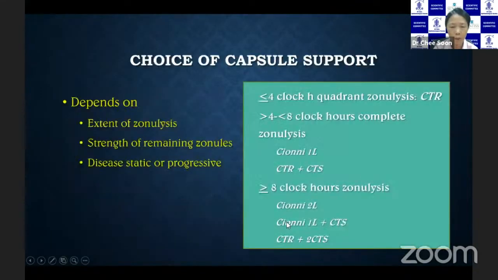So how do you decide what devices you need? It really depends on the extent of zonulysis, the strength of the remaining zonules, and whether this is a static or a progressive disease. Generally you go by 4 clock hours, all right? If you have 4 clock hours missing, then you can just insert a CTR. If you're between 4 to 8 clock hours of loss, then you basically need 1 point of fixation. And if you have more than 8 clock hours, definitely you need 2 points of fixation. What devices you choose really depends on what's available to you and what you're comfortable with. And sometimes it also depends on the particular case, what is convenient to use.